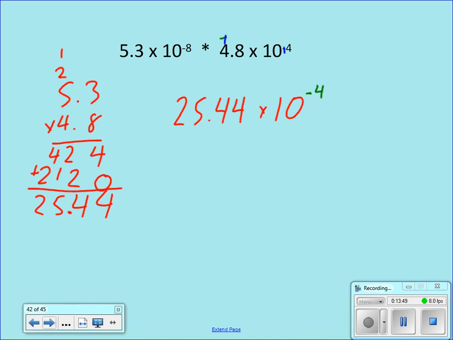Last step would be to make sure this is in scientific notation form. Move that decimal over 1 spot: 2.544. I moved it 1 spot to the left, so add 1, times 10 to the negative 3rd power.